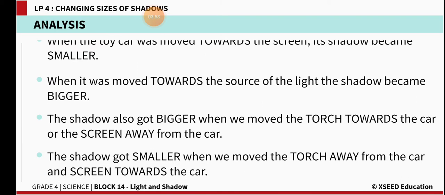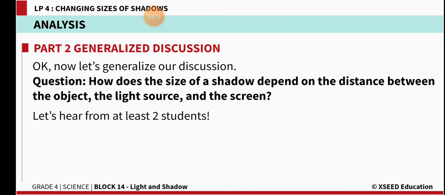The shadow also got bigger when we moved the torch towards the car, away from the screen. So, when the light source is near to the object, the shadow appears much bigger. When the light source is away from the object, the shadow appears much smaller. The shadow got smaller when we moved the torch away from the car and the screen, away from the car.